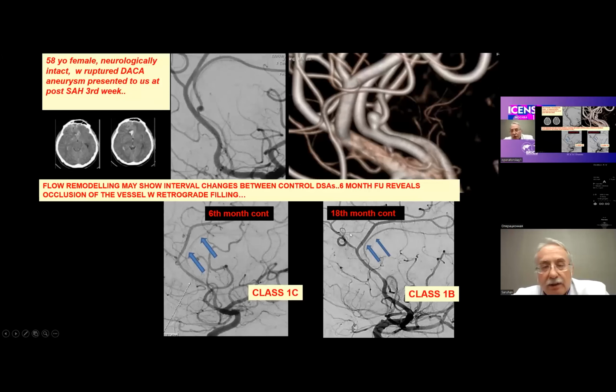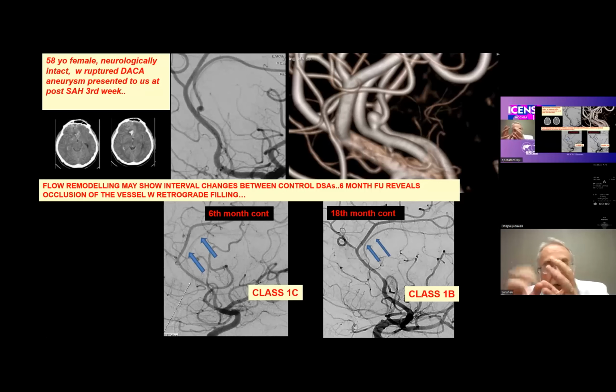And sometimes this goes to occlusion. This is, again, a ruptured distal anterior cerebral aneurysm with the pericallosal integrated here. And this is the 6 months follow-up with a class 1C occlusion. An 18-month follow-up turned out to be class 1B. Sometimes it changed, it showed interval changes between control DSAs.